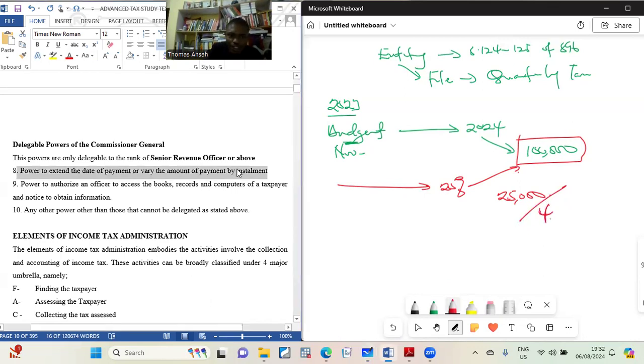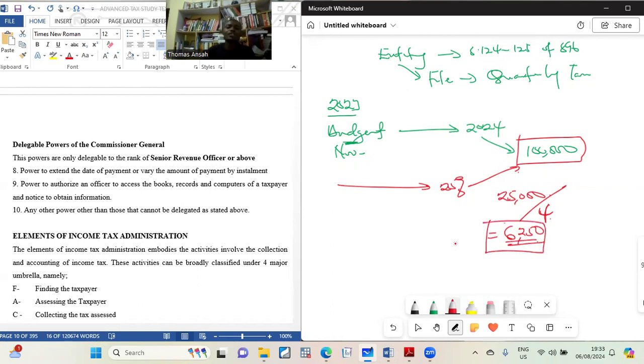So that is what we call by installment. So this by 4, 25,000 on quarterly. Yes, punch calculators and give me the figure. How much will you get? It can't be 5,000. It's supposed to be 6,250, right? 6.25. Okay. So every quarter you are supposed to be paying 6,250.